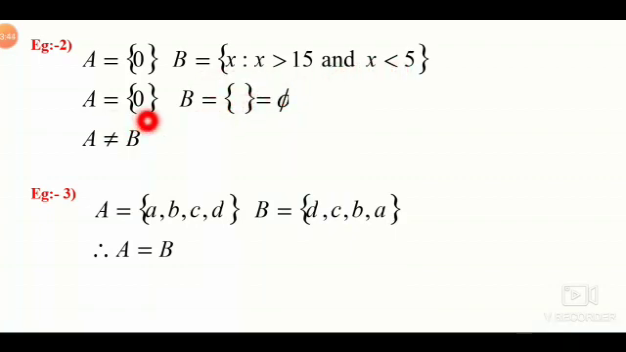Therefore, A is a set containing the singleton element 0. 0 is an object, element, member of the set A. But there is no such element which is greater than 15 and less than 5. Therefore, this set is an empty set. There is no element in this set. Therefore, the empty set will be denoted by the notation phi or empty brackets. In this case, there is one element in A which is not there in the set B. Therefore, we can say that A is not equal to B. Therefore, this is an example of unequal sets.